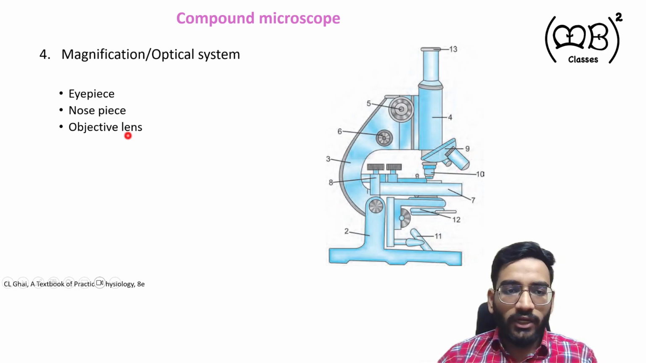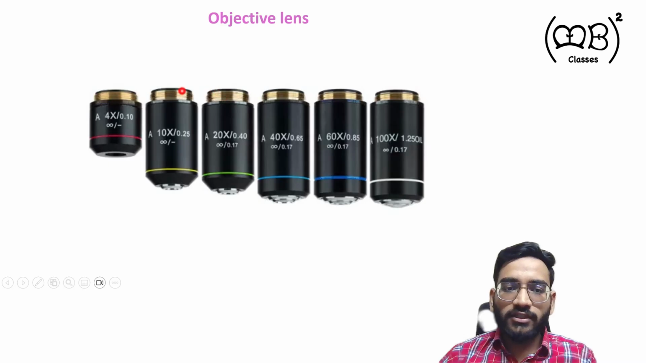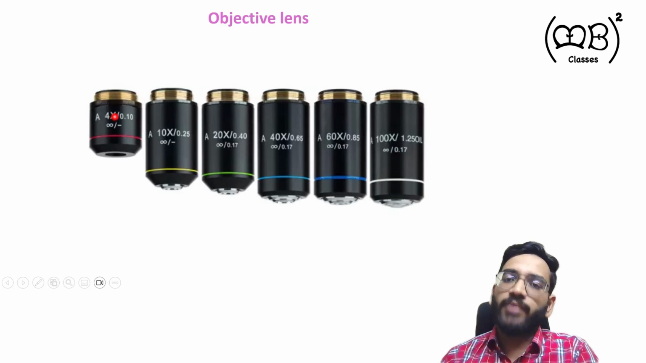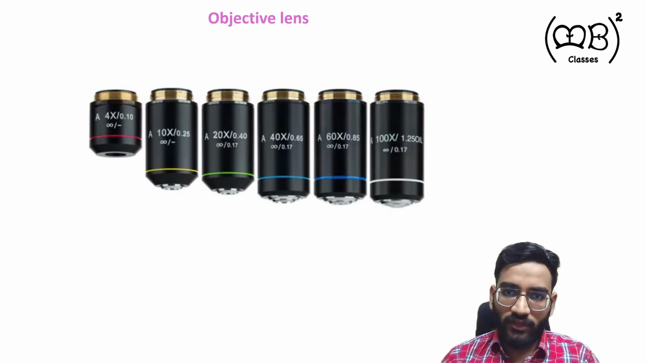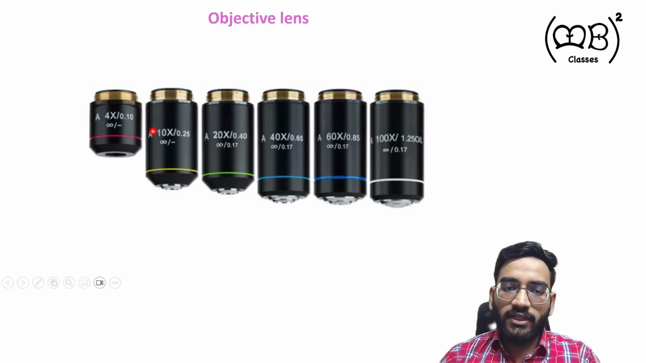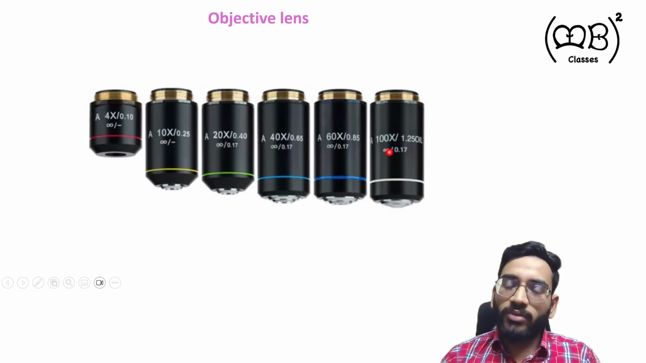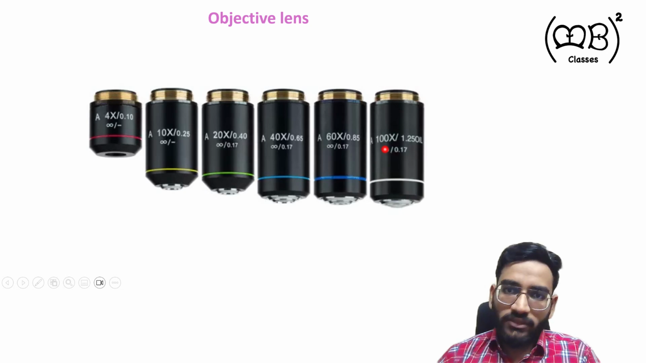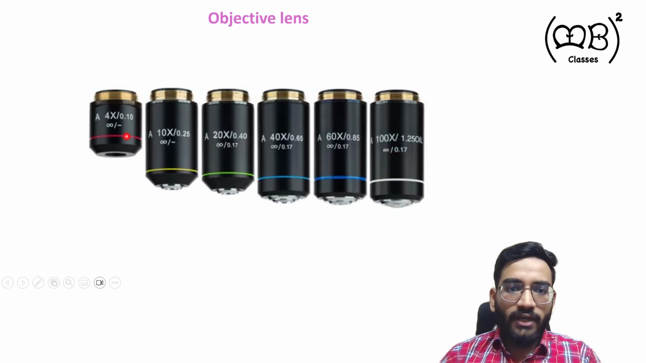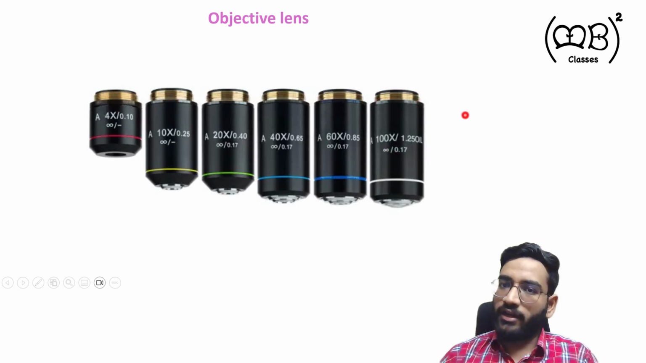So now going into details of the objective lenses. These are the different objectives which are available routinely. So there is a 4x objective. 4x means 4 times magnification, the power of the objective lens. Then there is 10x, 20x, 40x, 60x or 100x. Most commonly, the objectives which you will be seeing would be 4x, 10x, 40x and 100x.